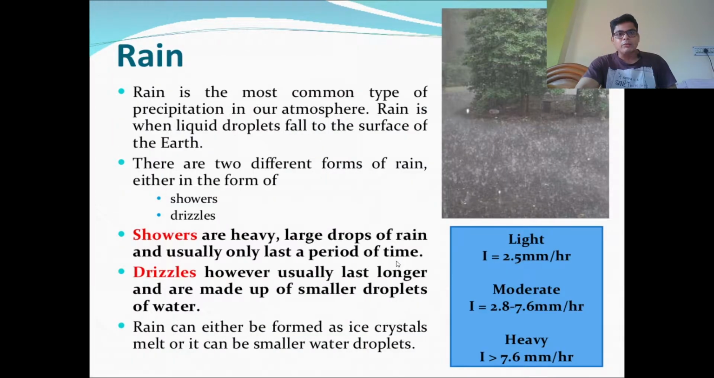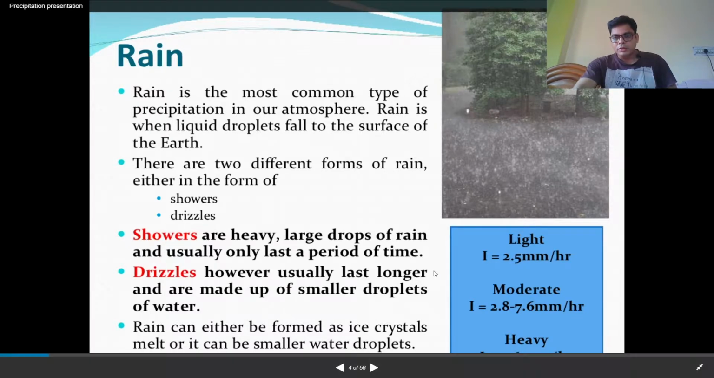First thing, the rain. What is the most common type of precipitation in our atmosphere? That is rain. Rain is when liquid droplets fall to the surface of the earth. There are two types of rainfall, the showers and the drizzles. Showers are heavy, large drops of rain, and usually last only for a short period of time. Drizzles usually last longer, and they are made up of smaller droplets.